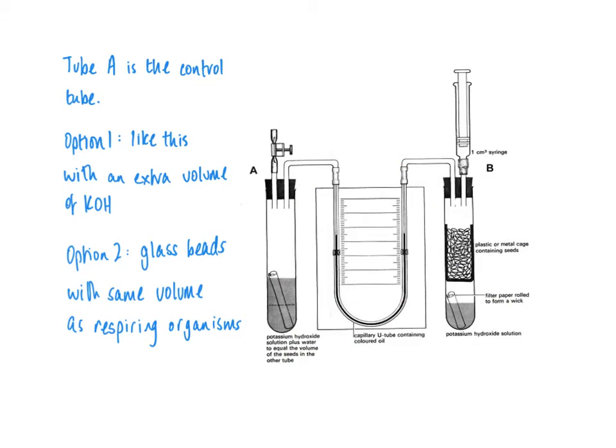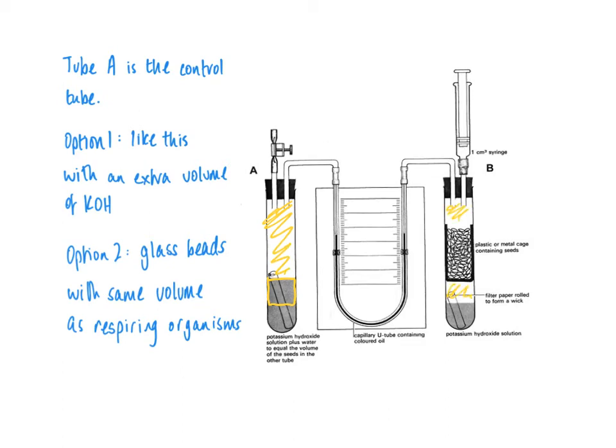So going into a little bit more detail, tube A is what we call a control tube. It's important in scientific experiments to have controls, and the control tube is important because it shows that any movement is to do with respiration and not anything else. And so you can see in this example, what they've done is they've increased the volume of the potassium hydroxide. Basically, what you need to make sure is that the volume of free air in this tube is the same as the volume of free air in this tube.